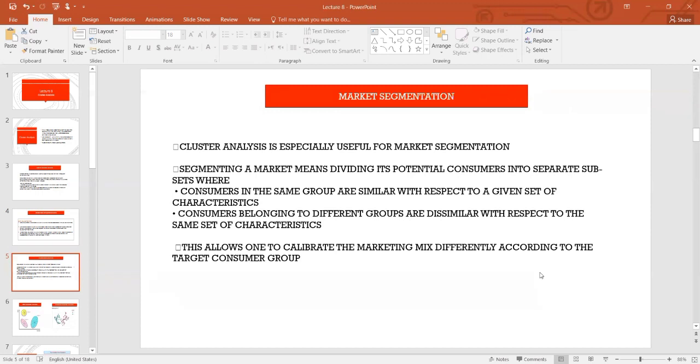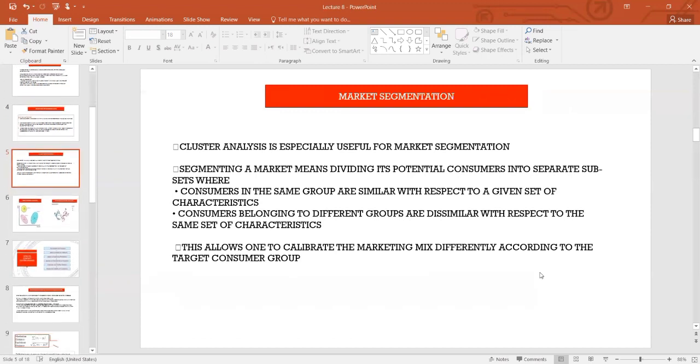Okay, market segmentation. Cluster analysis is especially useful for market segmentation. Segmenting a market means dividing its potential consumers into separate subsets where consumers in the same group are similar with respect to a given set of characteristics. Consumers belonging to different groups are dissimilar with respect to the same set of characteristics. إذا كانوا ال variables مثل بعض شبه بعض بيكونوا بنفس الجروب وهدول السيميلاريتيز، أما بالنسبة للاختلاف هو بين الجروب والجروب التاني، بين كلاستر وكلاستر تاني.